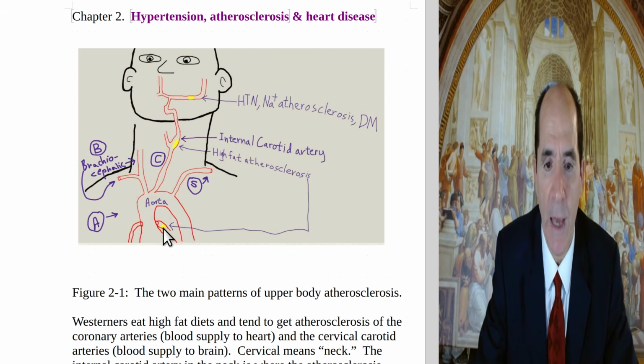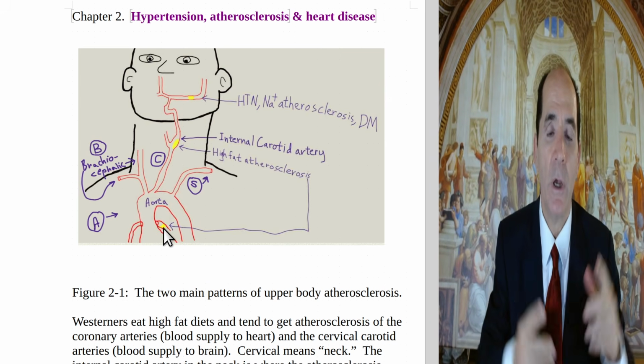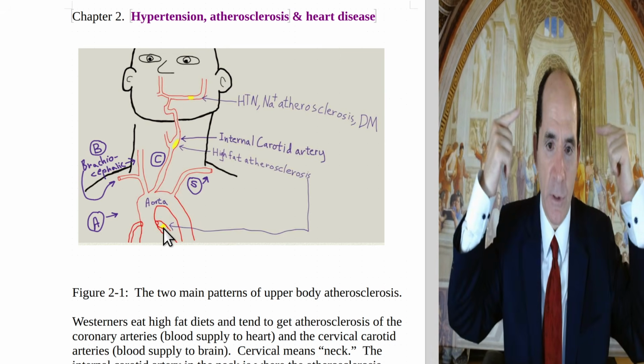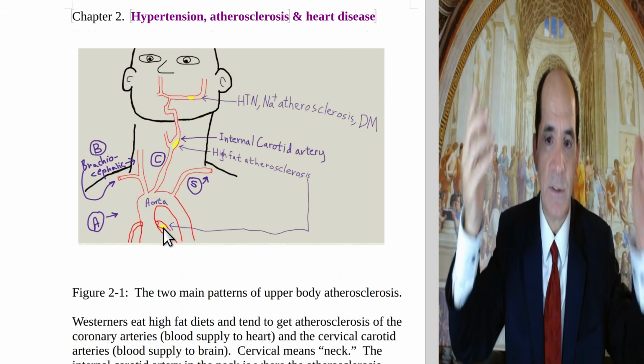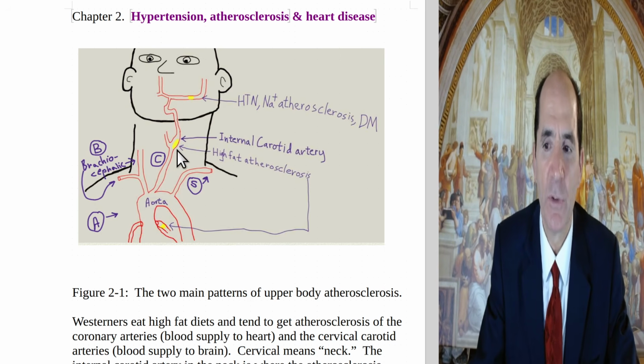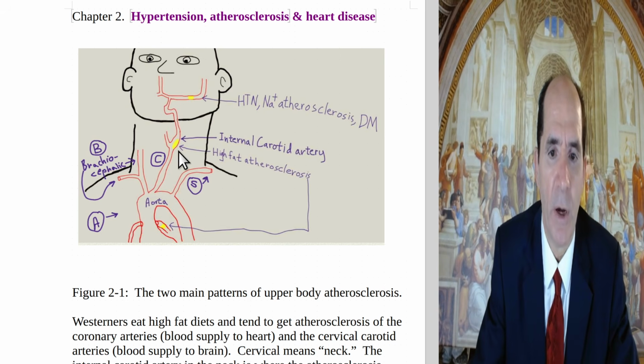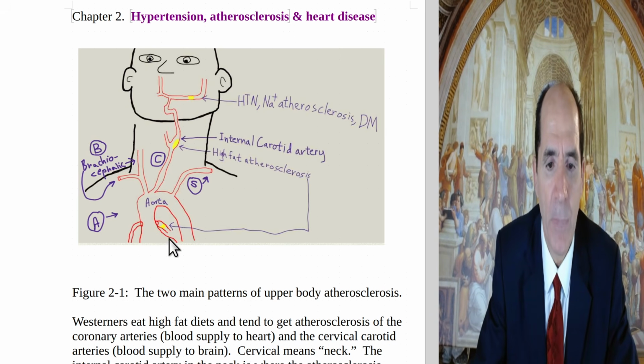Typically, coronary artery atherosclerosis of the heart is referred to as Western atherosclerosis. Intracranial atherosclerosis in the arteries inside the brain is called Asian atherosclerosis. The cervical carotid, you can primarily think of as Western. Okay, it could be either one, but it's thought of as Western. So here is the heart down here.